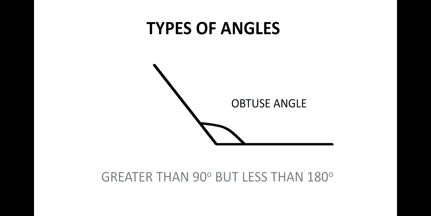Another angle is formed when two straight lines meet and there is a big space formed, which is called an obtuse angle. The measurement of this angle is greater than 90 degrees but less than 180 degrees.